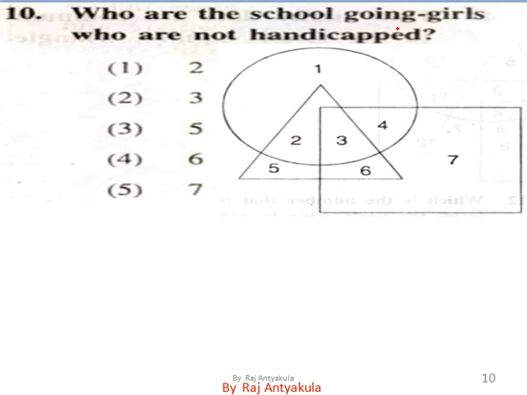Who are the school going girls who are not handicapped? So circle represents handicapped. Okay, school going represents square. In the square, the common part with the triangle is 6. Is it clear? The only common part between triangle and square is 6. So 6 are girls who are not handicapped but are going to school, which is given in option 4.